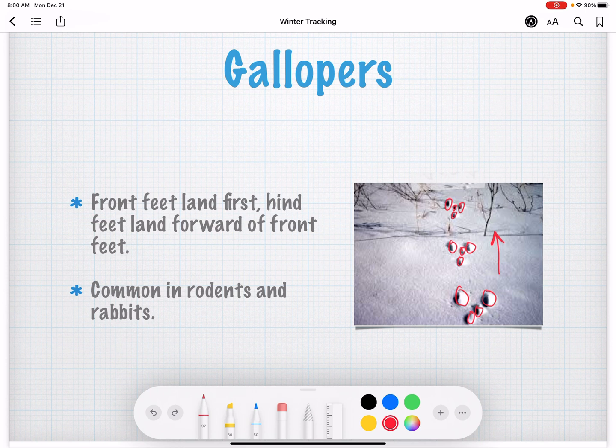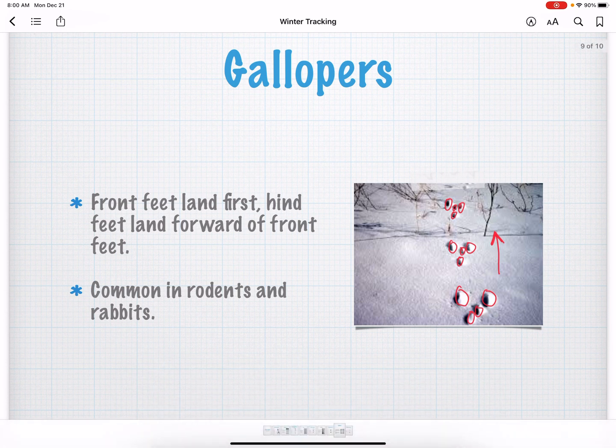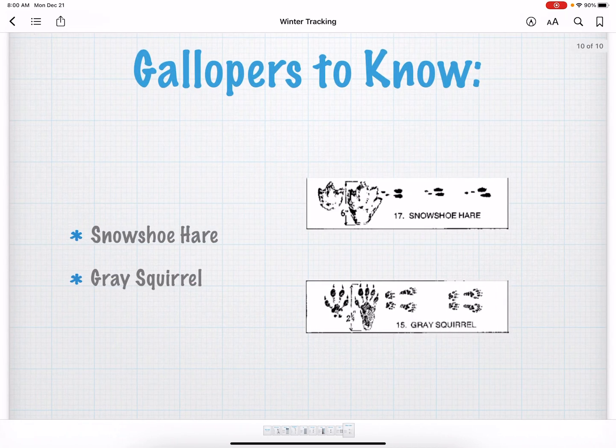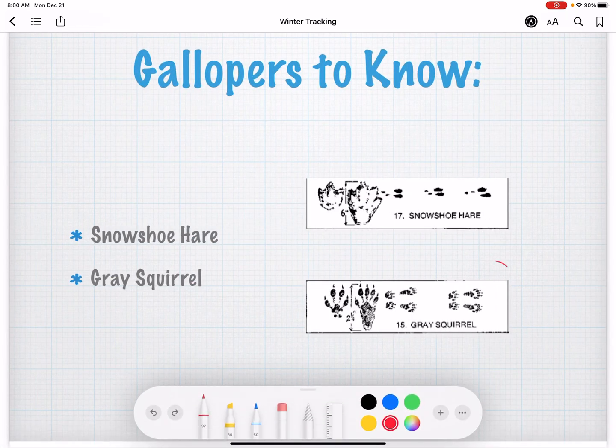Mouse tracks are very common in the snow this time of year, and you'll see that they're perfect little gallopers as they run along. And the other classic one that we see all the time in suburbia around here in Saco and Dayton and Arundel is the gray squirrel. The gray squirrel is a classic galloper, okay?